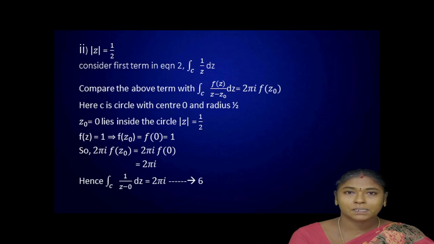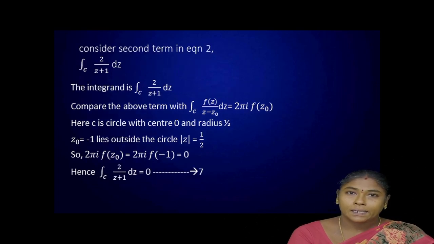The second subdivision is mod z equal to 1 by 2. In this, the circle is with center at 0 and radius 1 by 2. The integrand values are the same. Let us first consider the integral over C of 1 by z dz. Comparing it with Cauchy integral formula, z naught is equal to 0, and 0 lies inside the circle mod z equal to 1 by 2. So f of z is equal to 1, which implies f of z naught is f of 0 equal to 1. So 2 pi I into f of z naught becomes 2 pi I into f of 0, which is equal to 2 pi I. So the first integral value is 2 pi I.